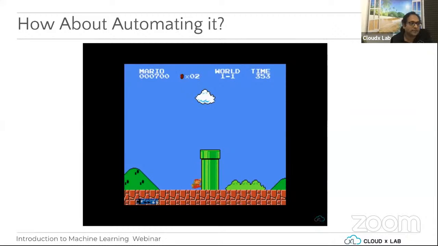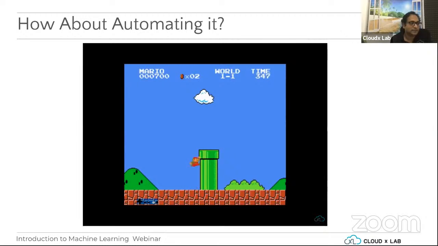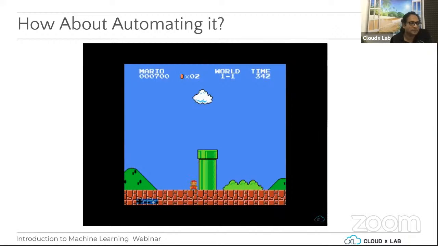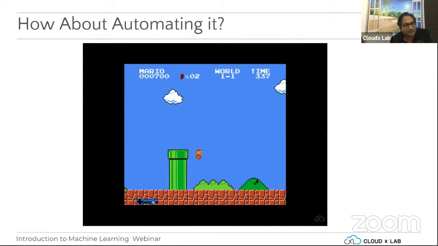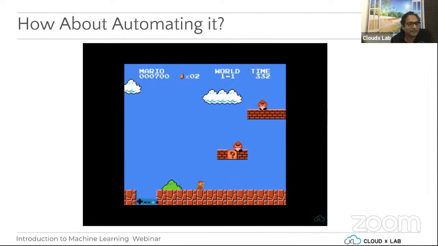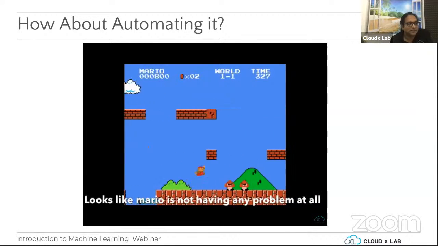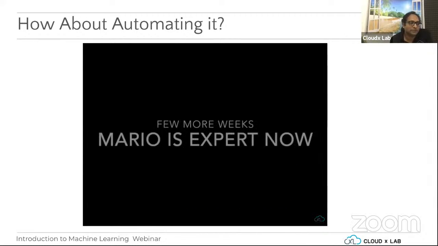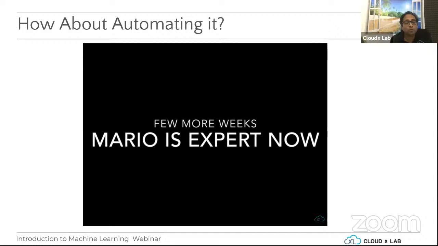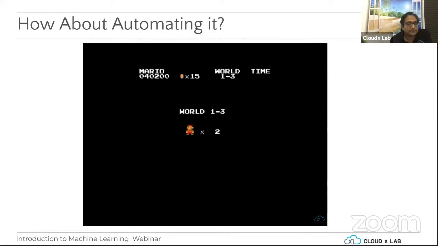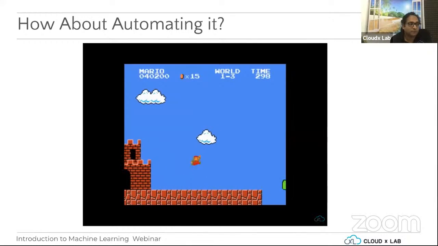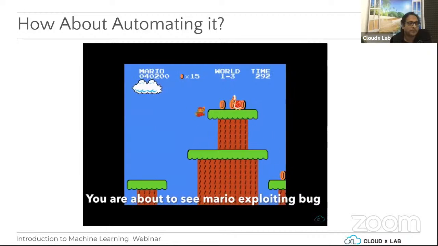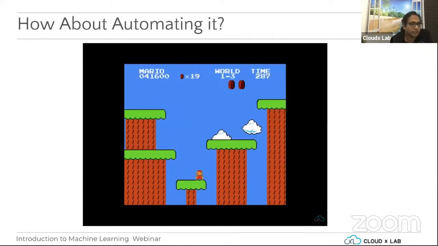I think it is stuck. Do you think it's stuck? All right, so it figured out that it can jump over it. So the program is not having a problem at all. Now, a few more weeks, it is an expert. The agent is an expert at playing Mario, and you will see something amazing right now.